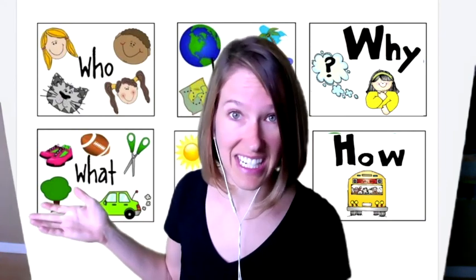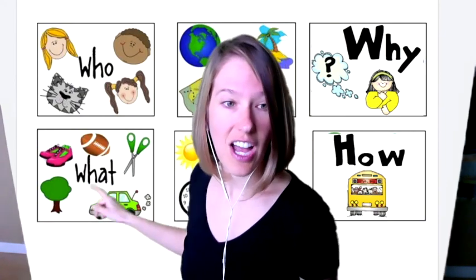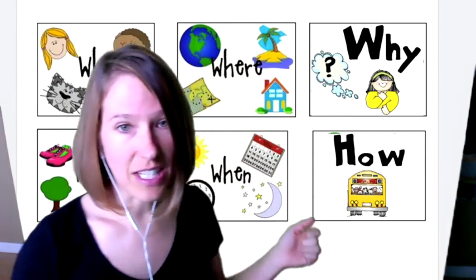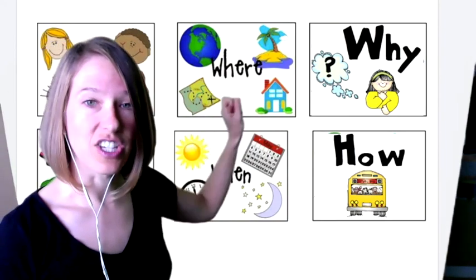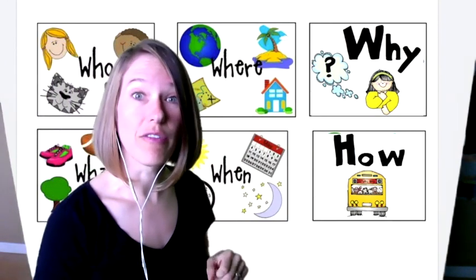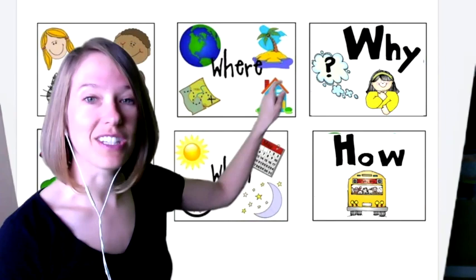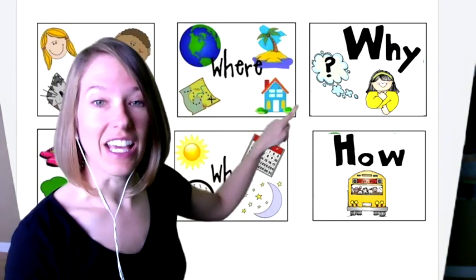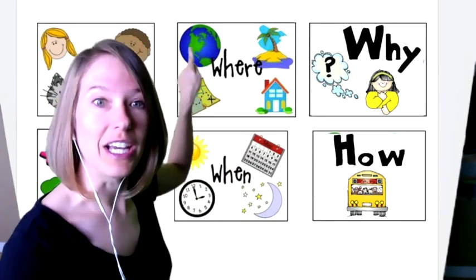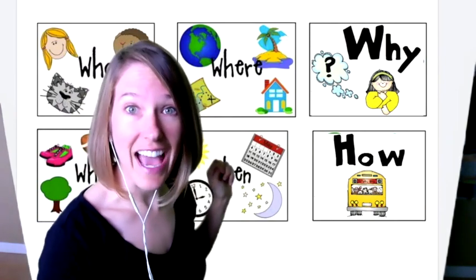Next, if somebody asks you a what question, you're going to have to talk about what somebody did, what somebody saw. So maybe they saw a tree, maybe they played football, or they were tying their shoes. If somebody asks you a where question, you have to answer with a type of place. So a type of place could be a magical island, it could be at your house, it could be on another planet, maybe like Saturn.